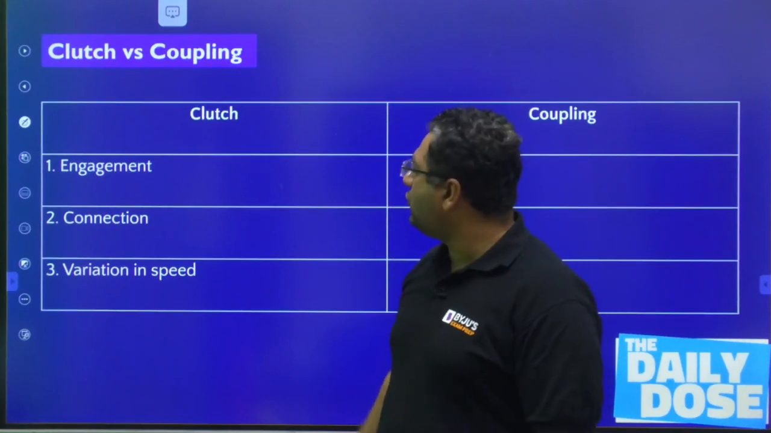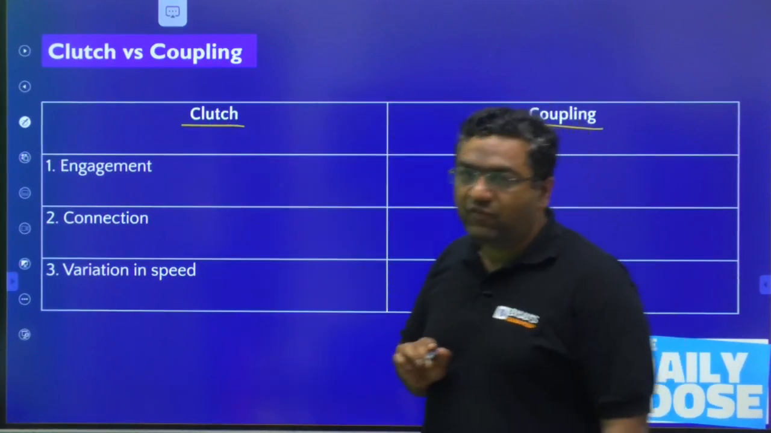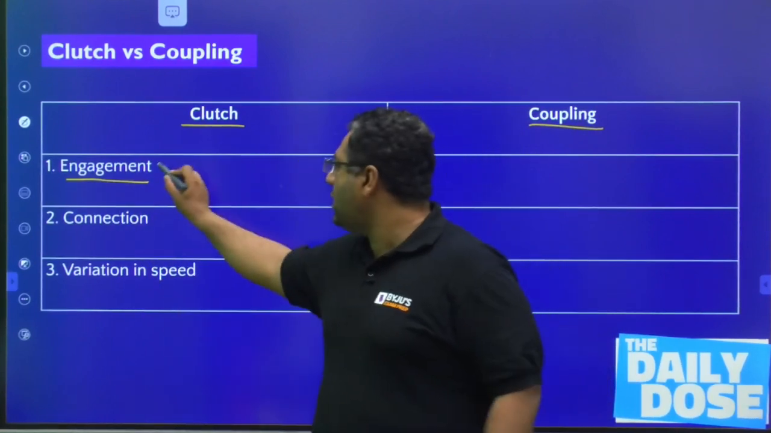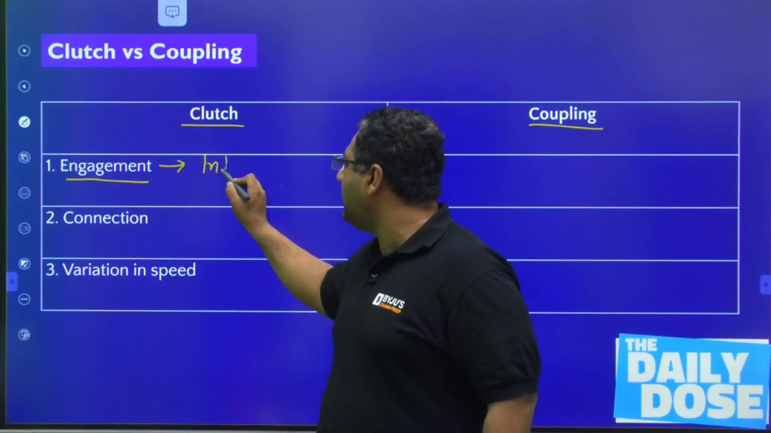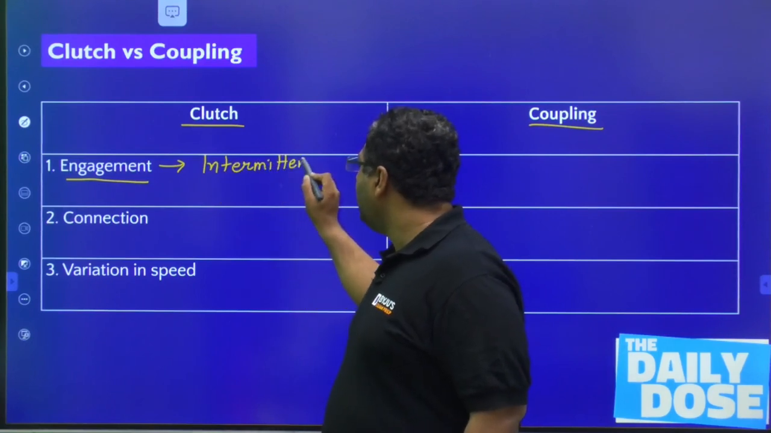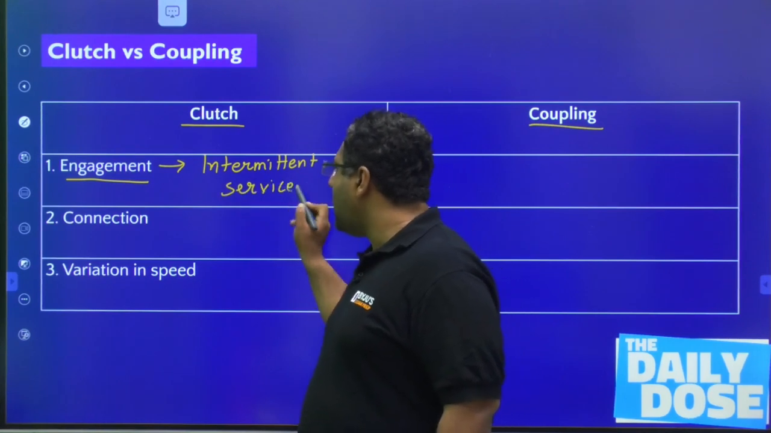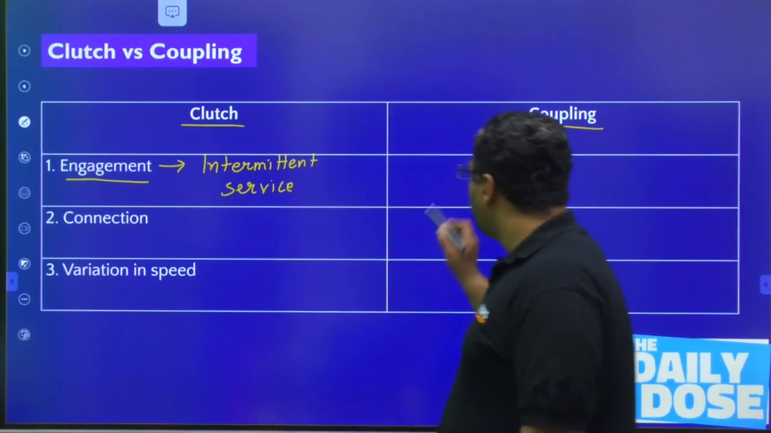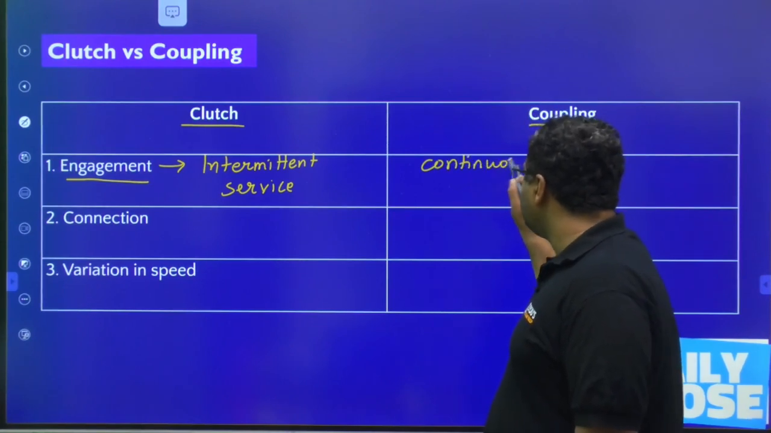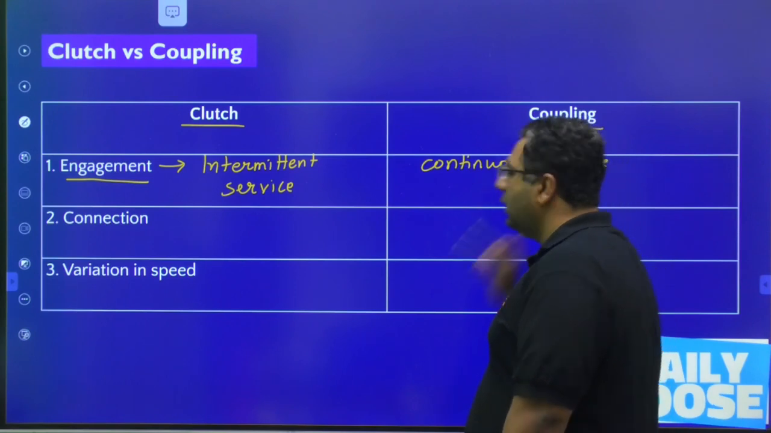So guys, first of all, when we are talking about clutches and coupling, the very first point is engagement. So my dear, generally clutches are used for intermittent service, and couplings are used for continuous service. So when we are saying intermittent and continuous, what is the meaning of that?